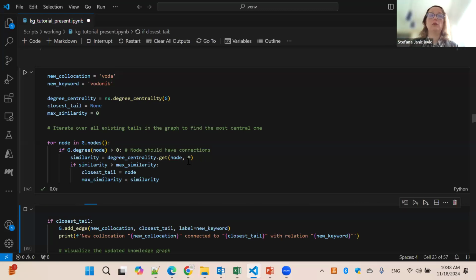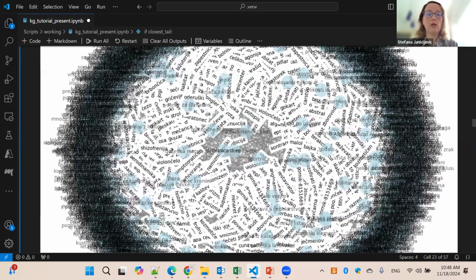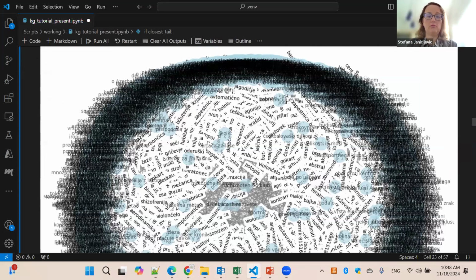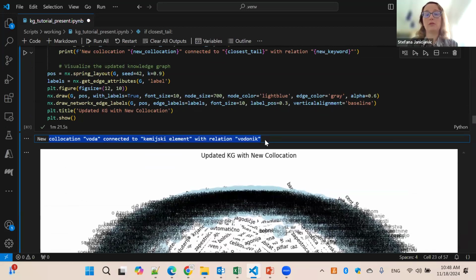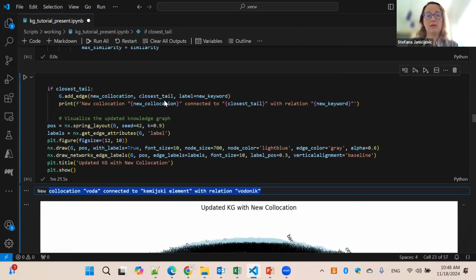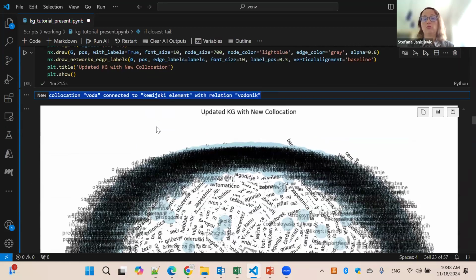That's why I told you, if you are dealing with real productive data, I mean you are dealing with some project in production, in a real environment, you have to take into account these traditional measures, but also some other measures, like embedding measures, because semantically we want to find semantic connections, not just traditional calculations that we have here. You can't see it now here, but they are inside. You can see here the new collocation voda connected to chemistry element with relation vodonic. And that is something which is calculated here. So this is a very nice approach, a very nice idea.